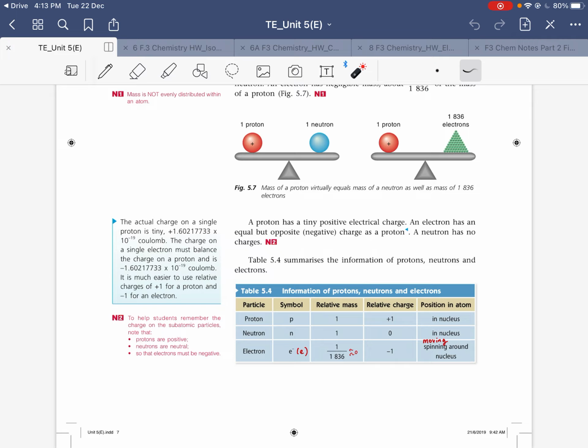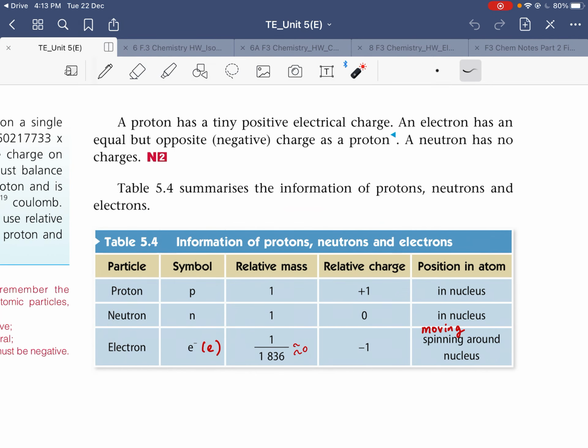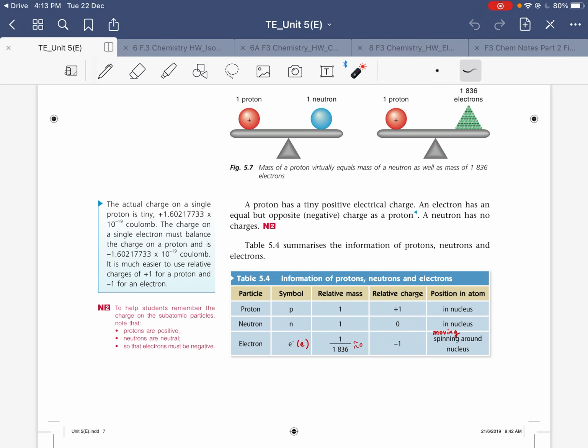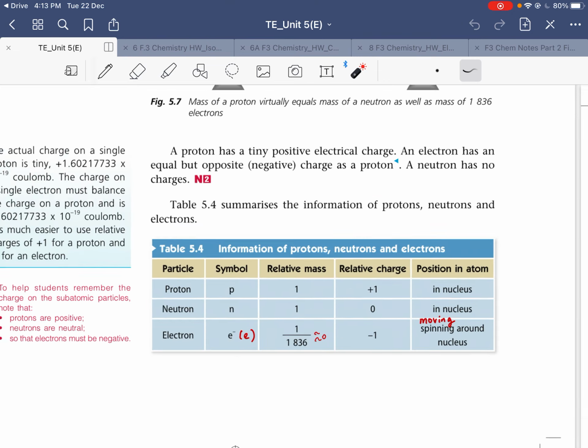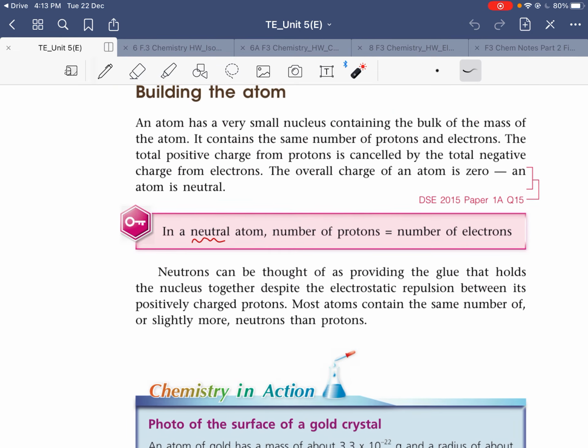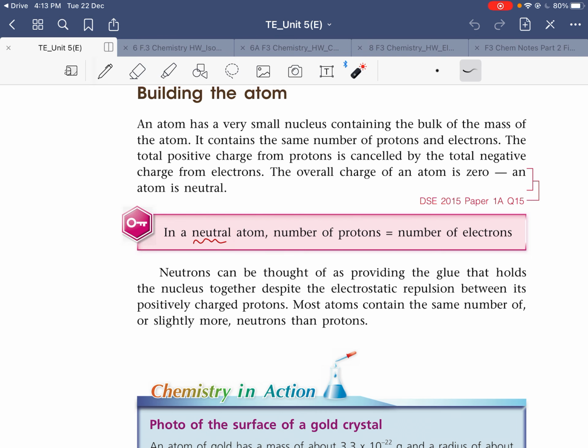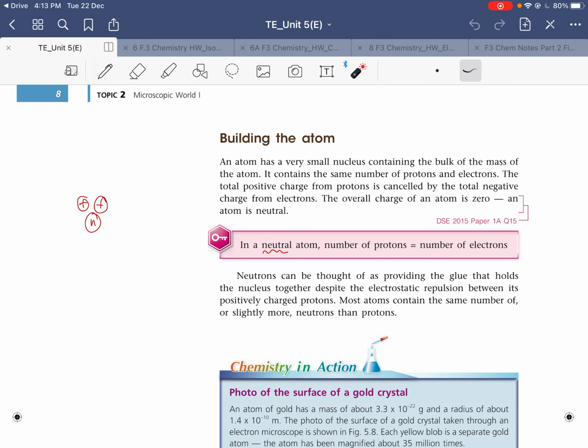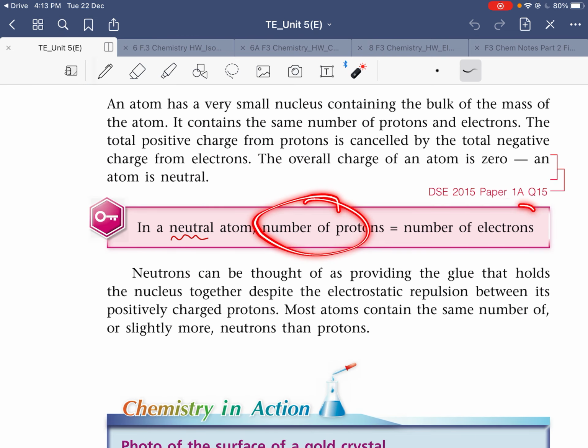So this table is quite important in counting the mass. Now you need to know, of course, that atoms must be neutral. This is the definition. Atom must be neutral, so the number of protons is equal to the number of electrons. The number of protons is equal to the atomic number. Actually, you know it. Atomic number is equal to the number of protons, and that is equal to the number of electrons.